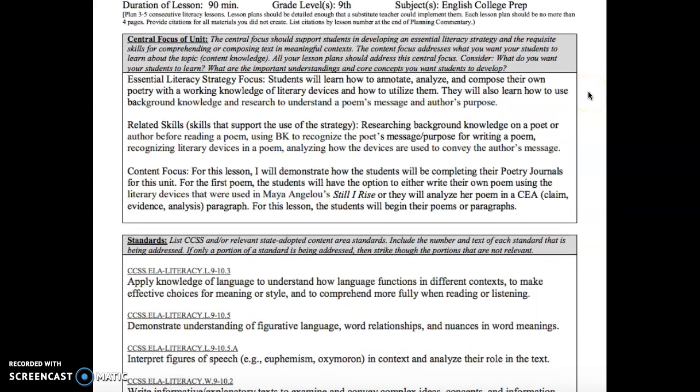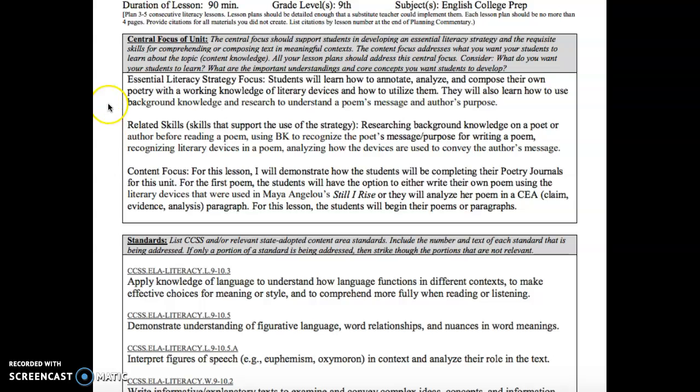And then let's hop in. So we'll see here, like I mentioned, the content focus. Students will be completing poetry journals for this unit. For the first poem, see, this is the content. We need to make sure that they're getting something out of the content, not just skills. And then students will begin their poems and paragraphs.